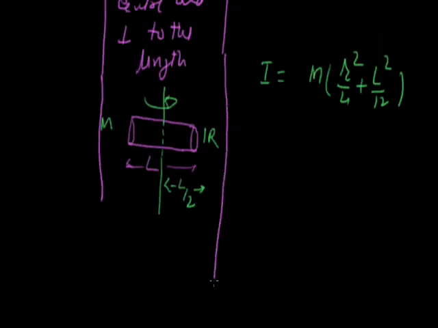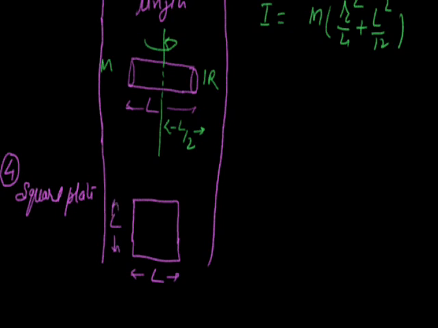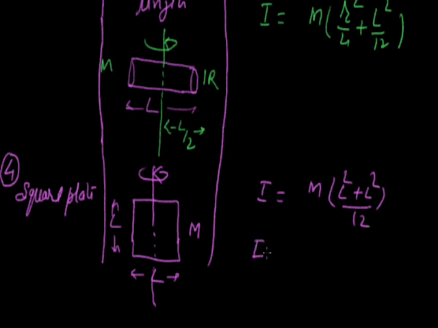Now, moment of inertia of a square plate. This one is length L, it is also L. We have to find the moment of inertia rotating about this axis. Mass is M, then I will be M times L square plus L square upon 12. That is, I will be M L square upon 6.